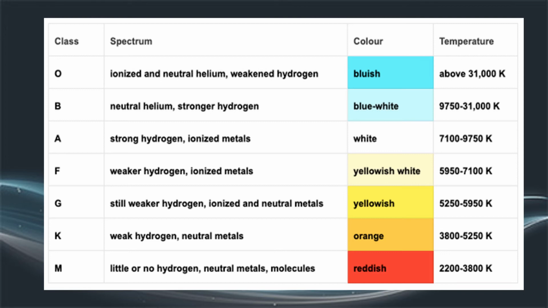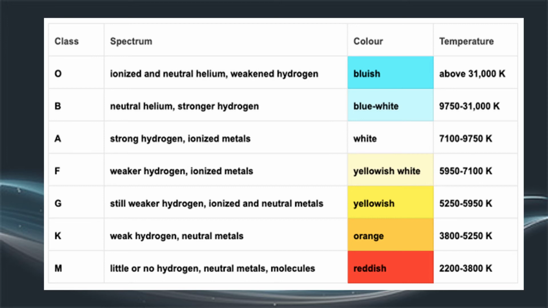We also have the yellowish-white colored star. It is classified as class F. Its temperature is 5,950 to 7,100 Kelvin. We have the yellowish colored star. Its class is class G. Its temperature is 5,250 to 5,950 Kelvin.